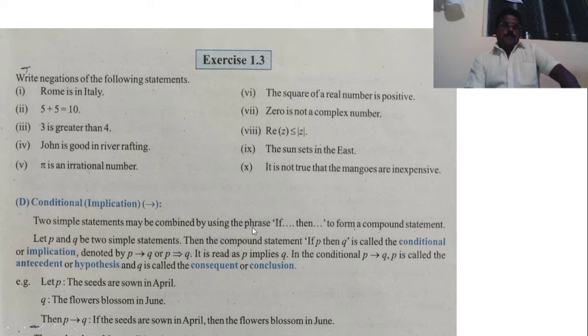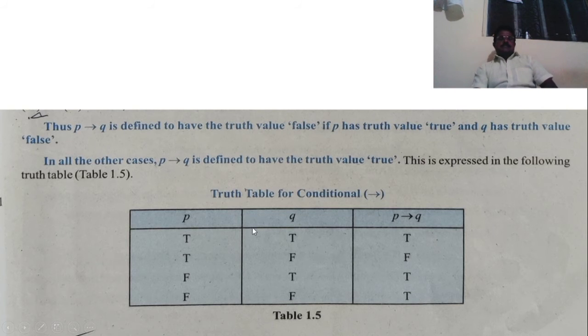Let P be the statement: the seeds are sown in April. We are given the first simple statement P, the seeds are sown in April, and Q, the flowers blossom in June. Then this can be written as the conditional statement P → Q: if the seeds are sown in April, then the flowers blossom in June. This is the conditional or implication statement.